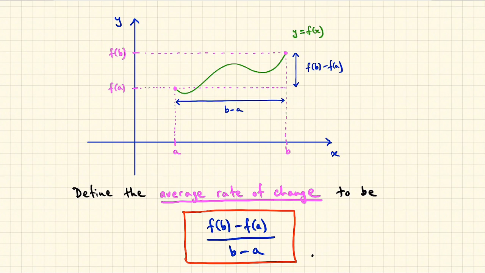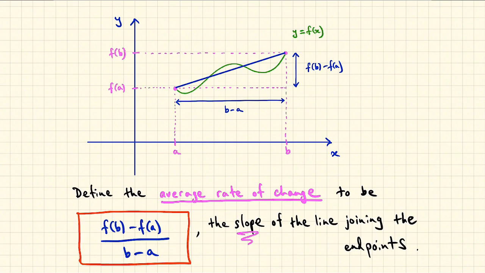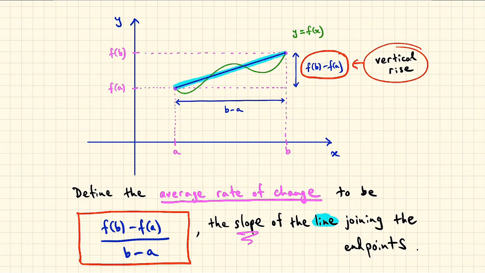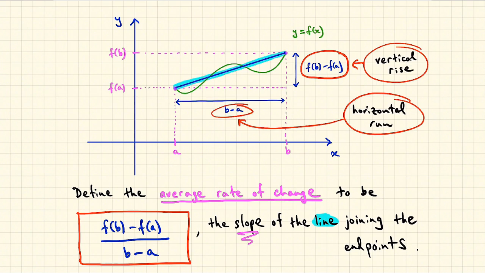This becomes a formal definition. The average rate of change for y equals f of x over the interval from a to b is f of b minus f of a divided by b minus a. In a moment, you'll realise this is an instance of something familiar. If we join the endpoints, coloured pink in the diagram, by a straight line, coloured blue, then this quotient is just the slope of that blue line segment, the vertical rise divided by the horizontal run. We can think of the line between the endpoints of the curve as smoothing out or ignoring wriggles or fluctuations.